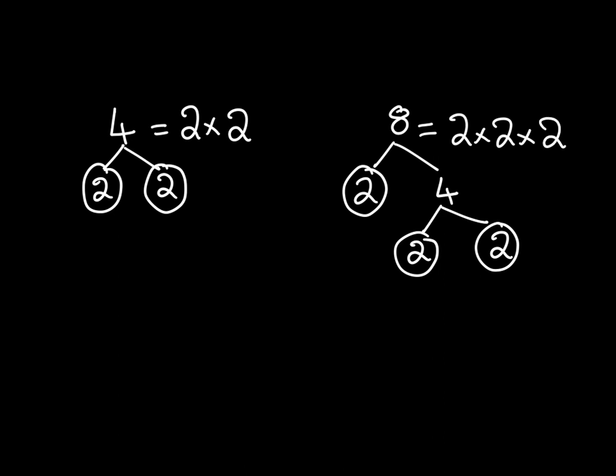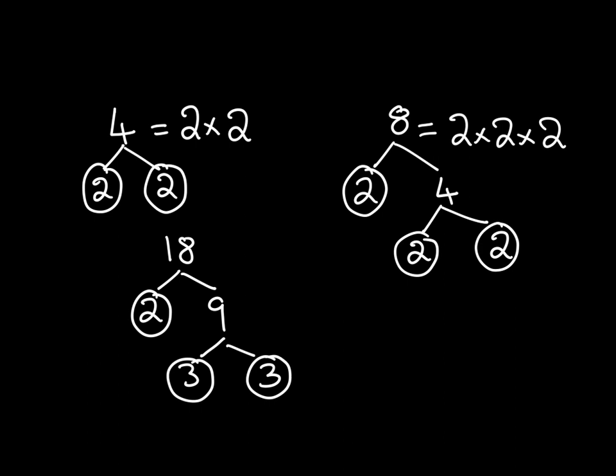What about 18? 18 is a composite number. Can I write 18 as 2 times 9? And 2 is a prime number, and 9 is not a prime number. But can I write 9 as 3 times 3? And 3 is a prime number. So 18 can be written as a product of 2 times 3 times 3.